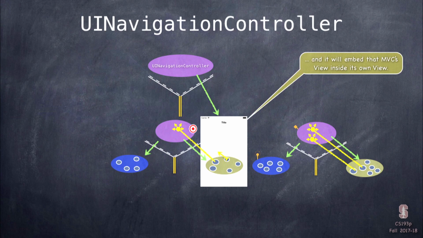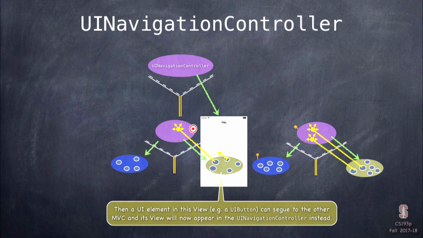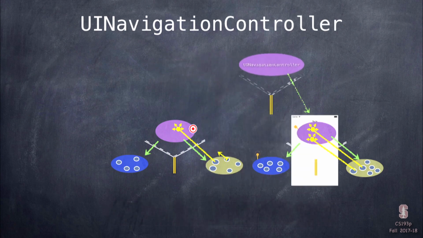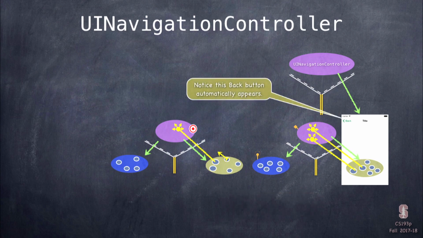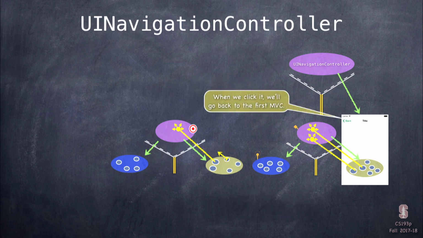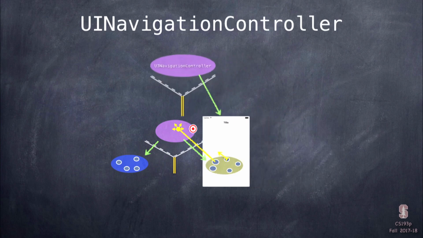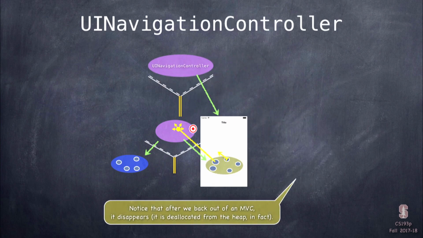Okay? And then if you interact with some button or something that's in that MVC's view, it can move to this other MVC, push it on the stack. Now the other MVC is still there. It's just kind of behind the scenes because it's lower on the stack. And a back button will automatically appear, as we saw. When we click this back, we move back to the other one, and notice that the MVC that we had originally added on there is gone.